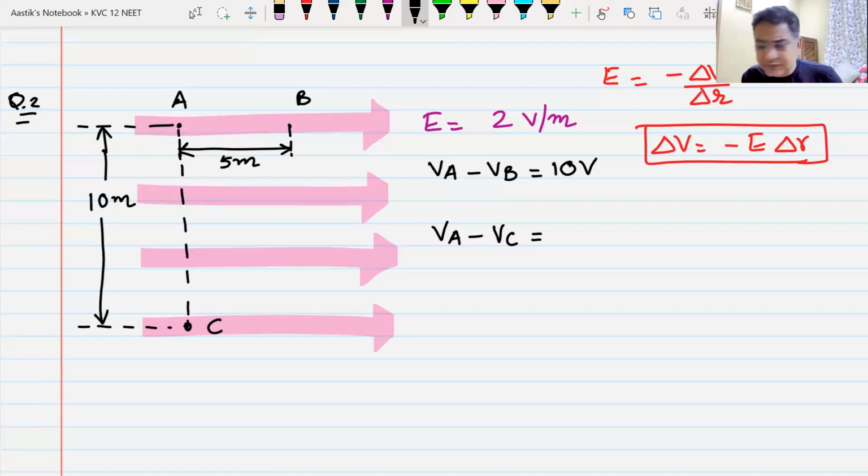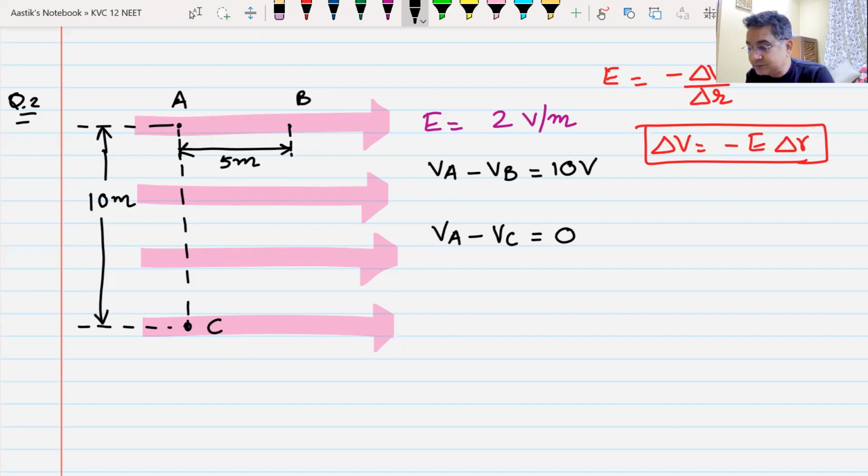And the answer is, anyone with an answer? Potential difference between A and C. 20 volts, sir. Comes an answer from Abhinav. What about other students? 20 volts? Yes or no? Answer is 0.